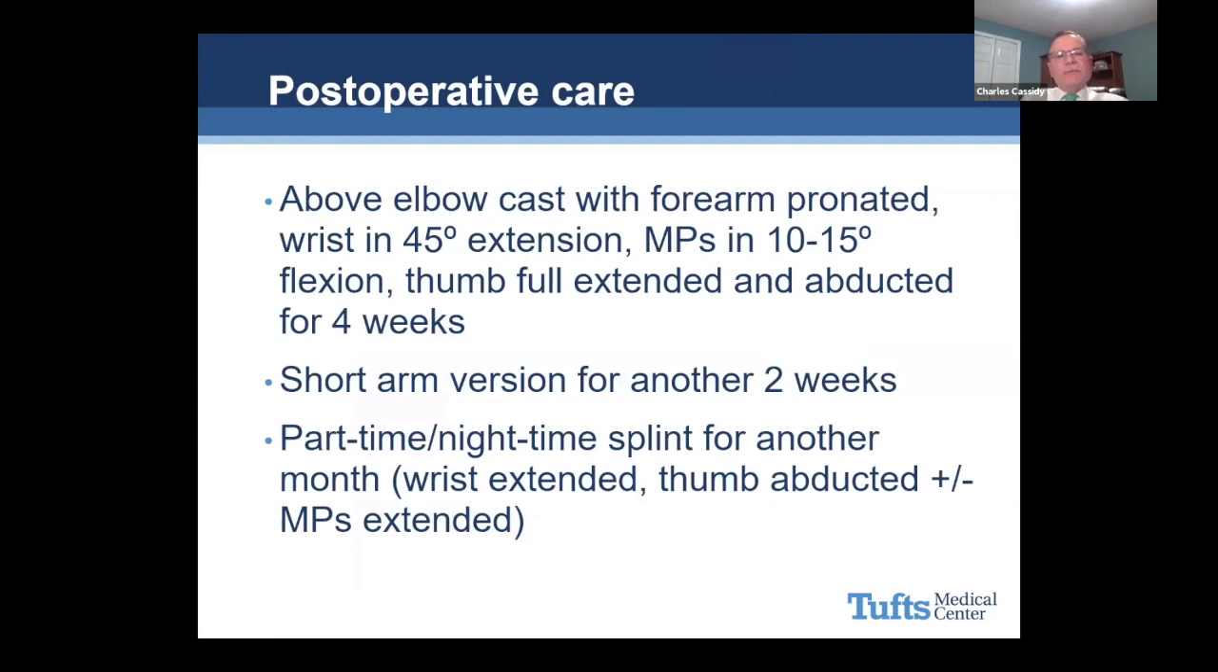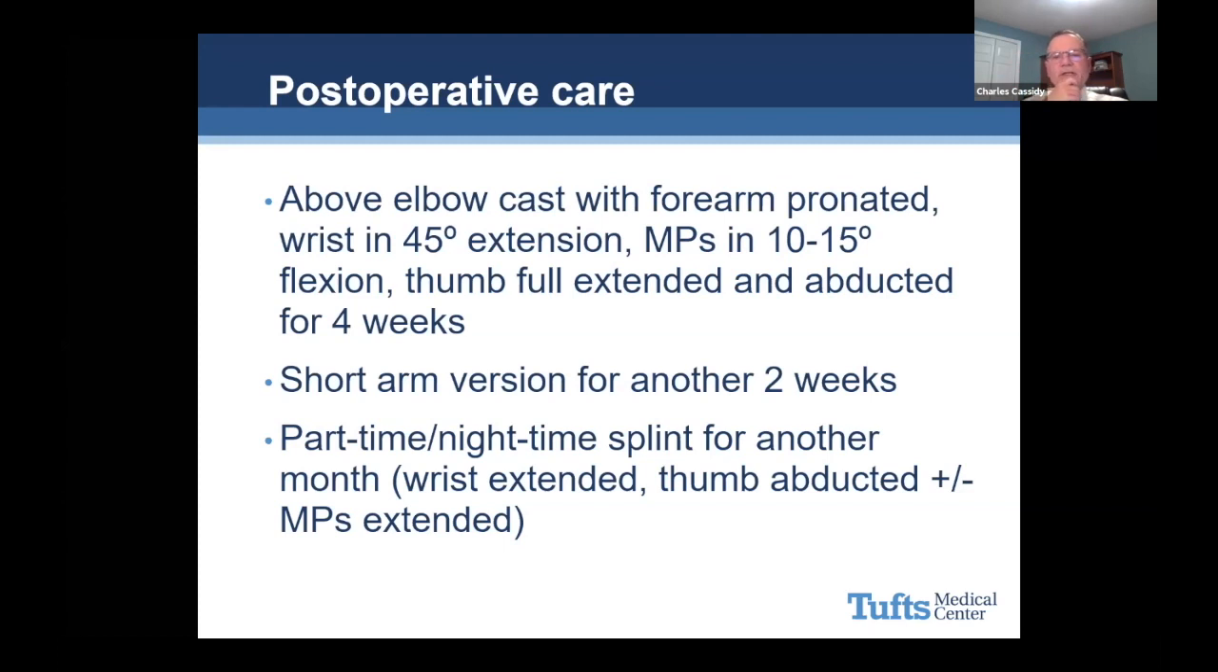Postoperatively, I use an above elbow cast because the pronator teres crosses the elbow, but you could probably get away with a below elbow cast with the forearm pronated, the wrist in 45 degrees of extension. So there's no stress on the wrist extensor transfer. And the MP joints in a little bit of flexion. I don't like to have them in full extension. So if you extended the wrist, you don't have to worry so much. Let the MP joints flex a little bit. And then you can have them do interphalangeal motion with the MPs blocked.